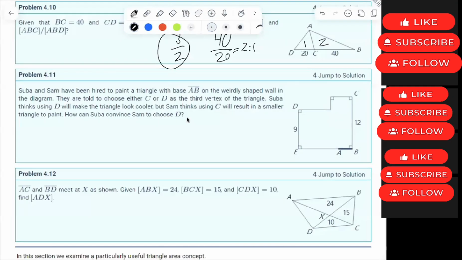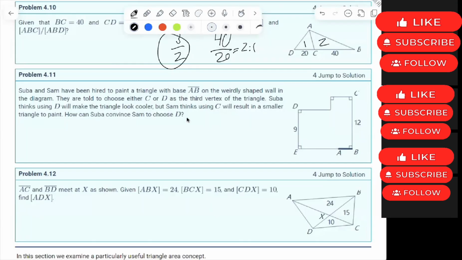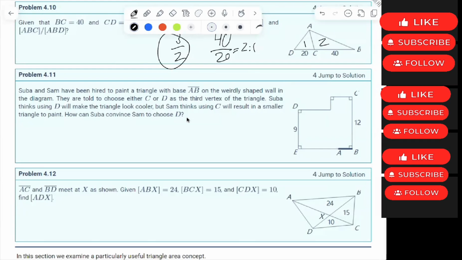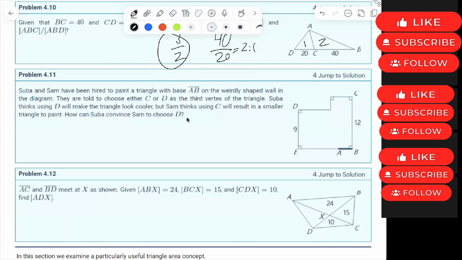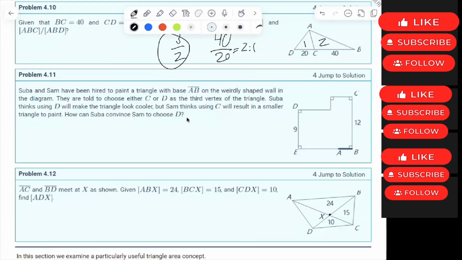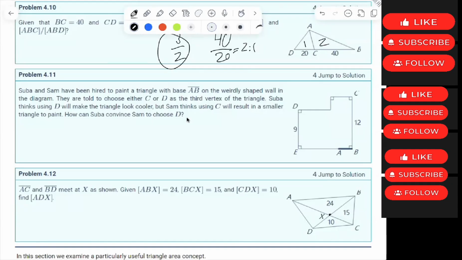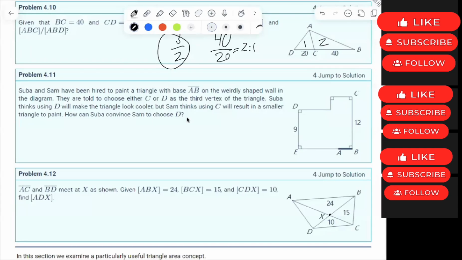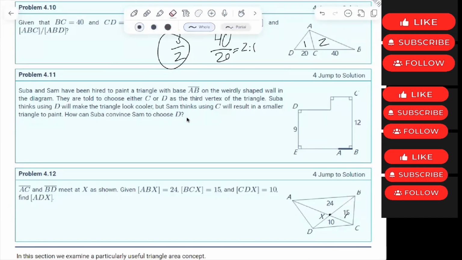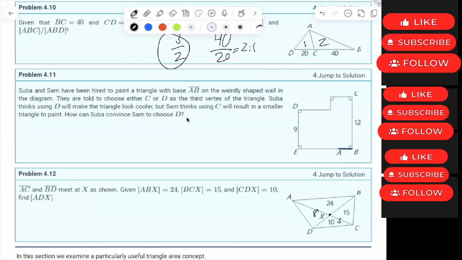Let's get started with this question. So in order to do 4.12, first off, notice that we want to find ADX. So we have to compare the bases. Notice that in ABC, ABX's height is the same as BXC. So 24 to 15 is just the ratio of the bases, or this is just 8 to 5.